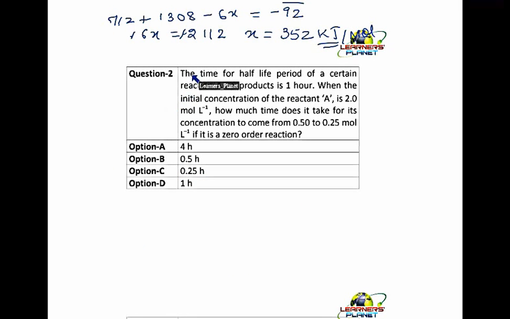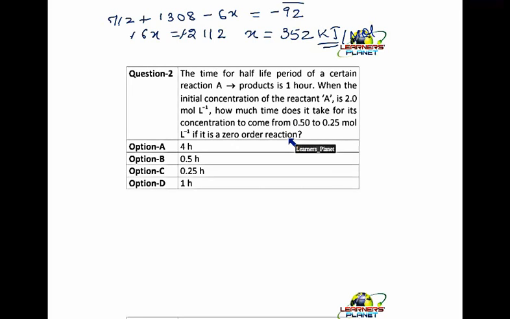Now let's take up the next question. The half-life period of a certain reaction A to products is 1 hour, when the initial concentration of the reactant A is 2. So when the initial concentration is 2, the time is 1 hour. How much time does it take for its concentration to come from 0.5 to 0.25 mole if it is a zero order reaction?